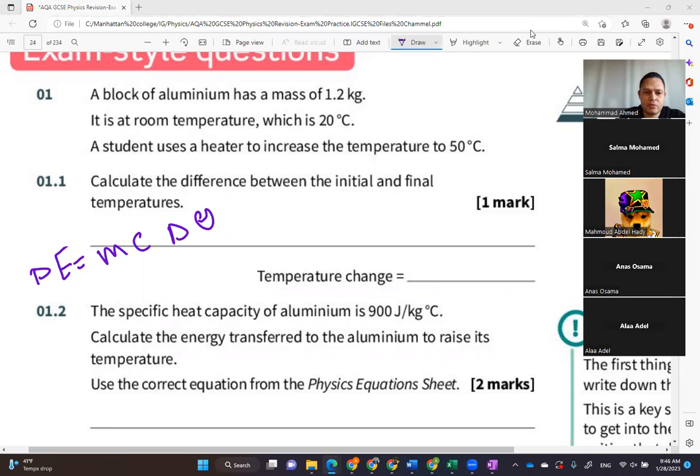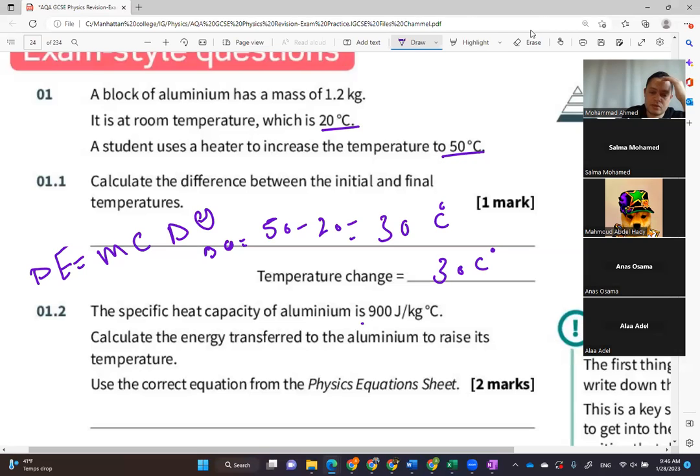Okay, do you have a problem with the change in temperature? Change of temperature is the final value minus the initial value. It's gonna be 50 for delta theta over here. It's gonna be 50 minus 20, so the answer is 30 Celsius. Do you have a problem with this part? Ahmed Kamal, you good, mashallah. So this is gonna be 30.